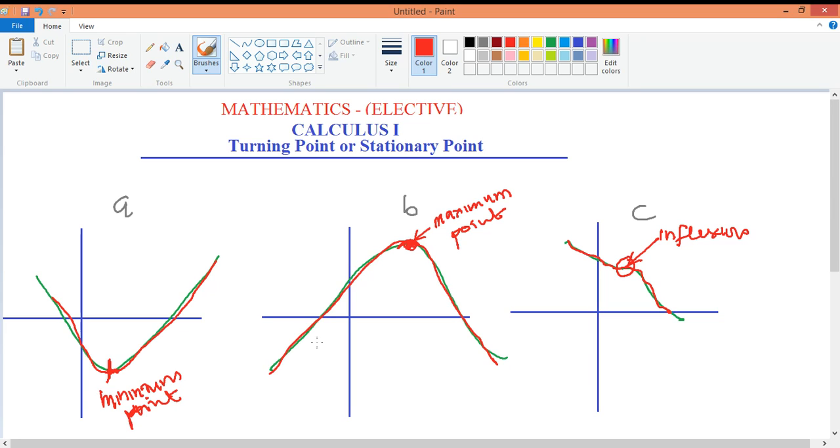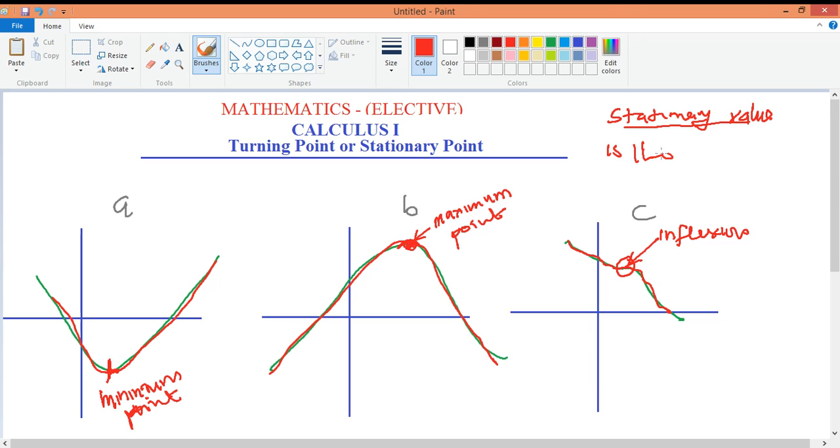So these are the three types of stationary points. This is how we can graphically illustrate them. But before we move on, there's a need for me to mention something. We have what we call the stationary value. The stationary value is the value of y at the turning point.